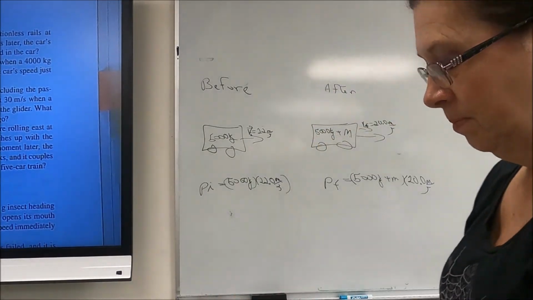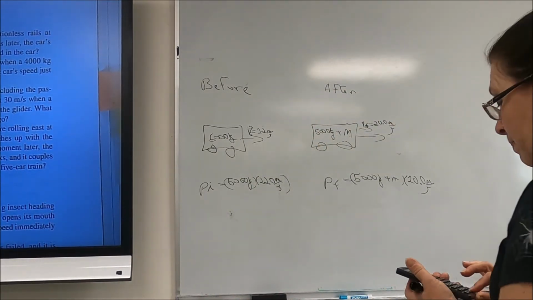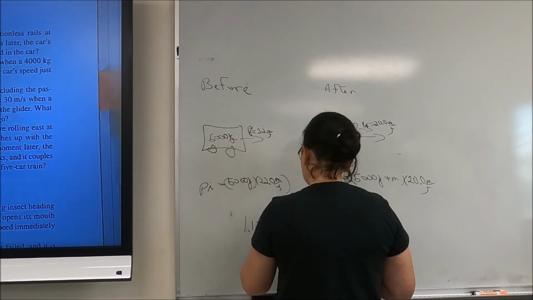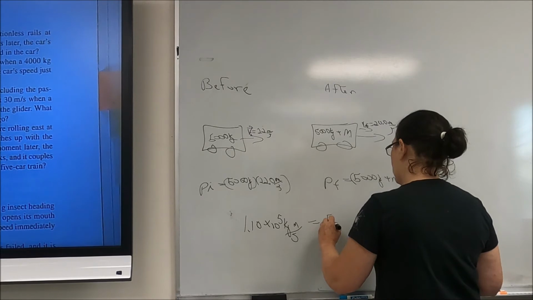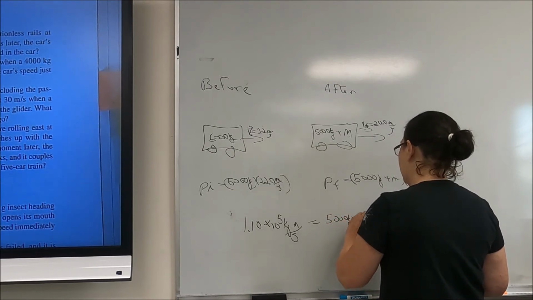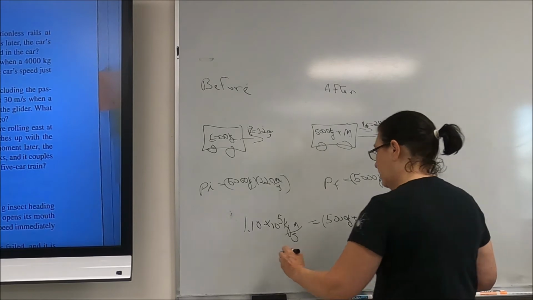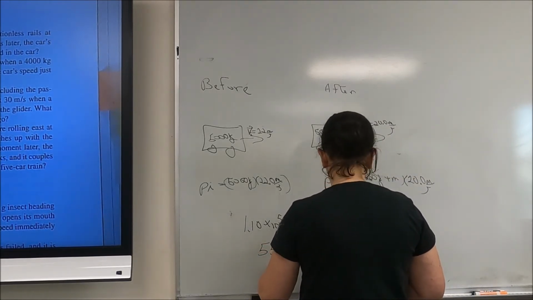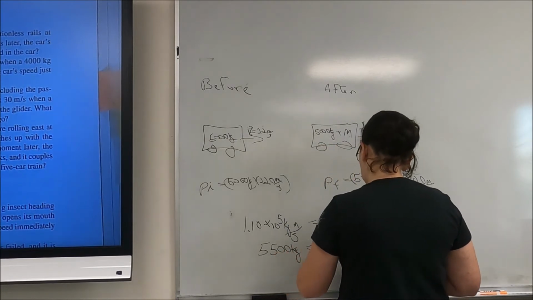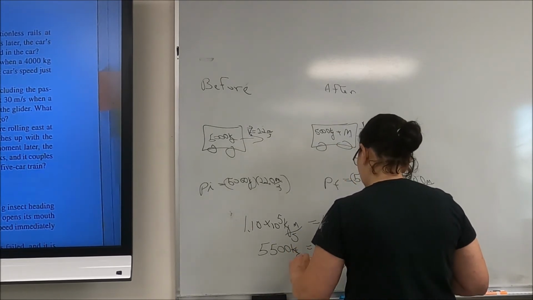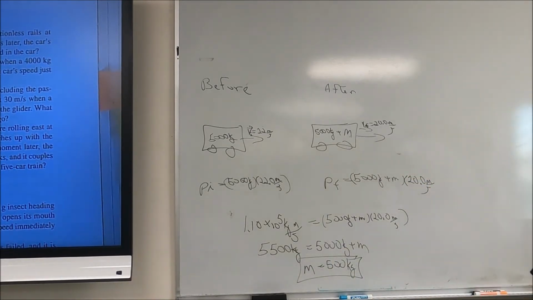So 5,000 times 22 gives 1.10 times 10 to the 5 kilogram meters per second, which has to equal 5,000 kilograms plus m times 20 meters per second. Divide through by the 20. So I have 5,500 kilograms equals 5,000 kilograms plus m. So m has to be 500 kilograms. So that car that was open collected 500 kilograms of water in just a few minutes.